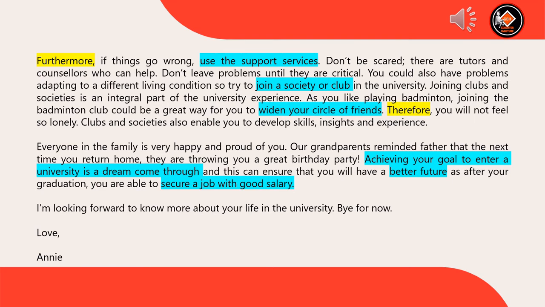Everyone in the family is very happy and proud of you. Our grandparents reminded Father that the next time you return home, they are throwing you a great birthday party. Achieving your goal to enter a university is a dream come true, and this can ensure that you will have a better future, as after your graduation, you are able to secure a job with a good salary. I'm looking forward to knowing more about your life in the university. Bye for now. Love, Annie.